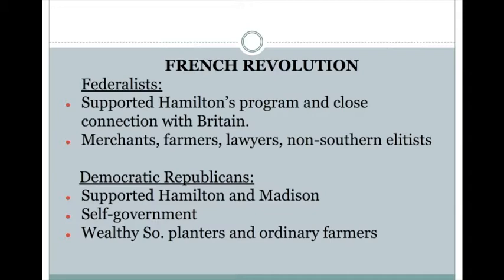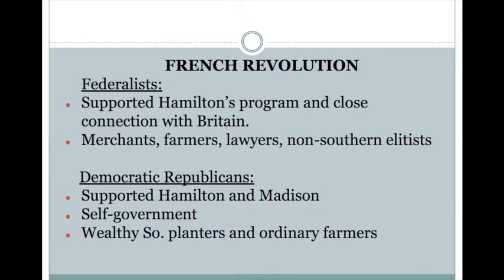Federalists included merchants, farmers, lawyers, and non-Southern elitists. They believed in social hierarchy. They believed that public office was for the wealthy and highborn, and they worried about anarchy. They thought that the Democratic Republicans were anarchists.